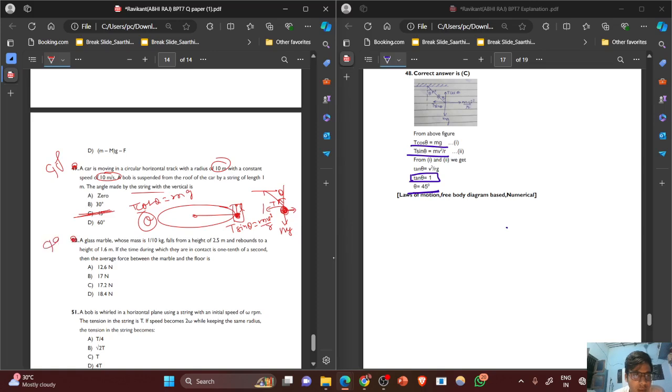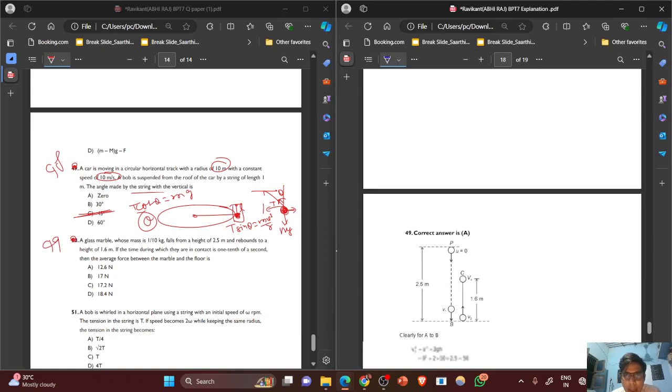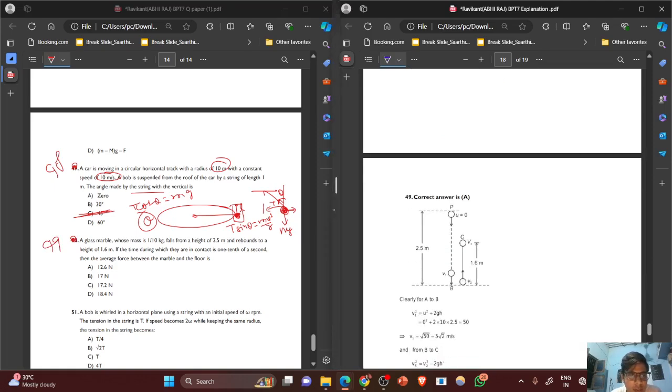It's the 49th question. Moving ahead. A glass marble of given mass falls from a given height and rebounds to a given height. The time during which they are in contact is 1 by 10 seconds. We need the average force. Average force is simply change in momentum upon change in time, and the change in time is 1 upon 10 seconds.